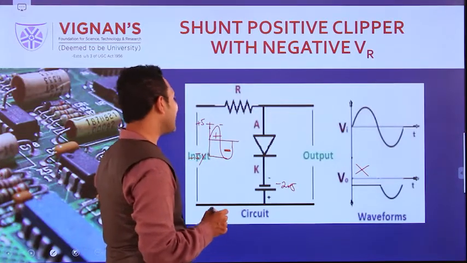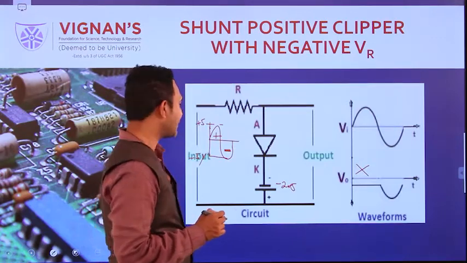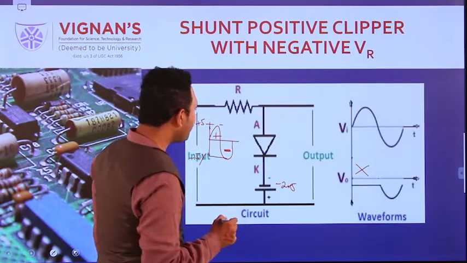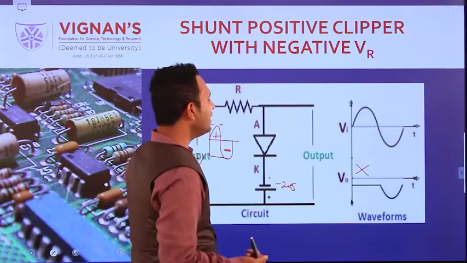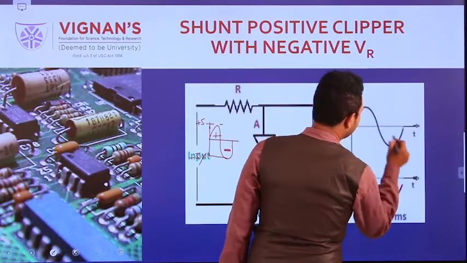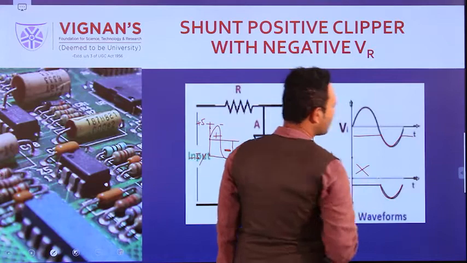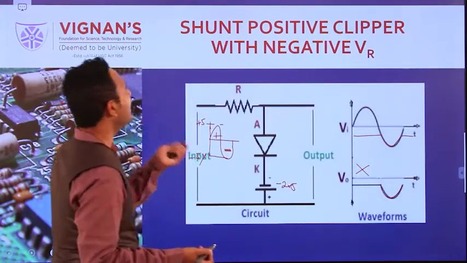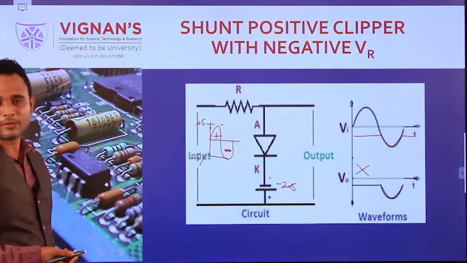Anode is connected to minus, which means the diode is in open circuit, that is, reverse bias. In this bias, up to 2.5 volts only, the diode is in reverse. After that we are getting the remaining part as the output side. So this is called the shunt positive clipper with negative reference voltage.